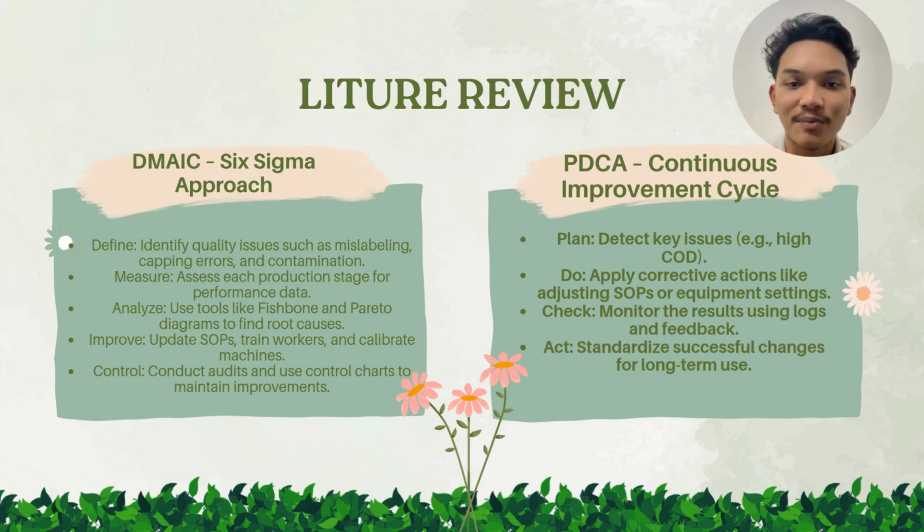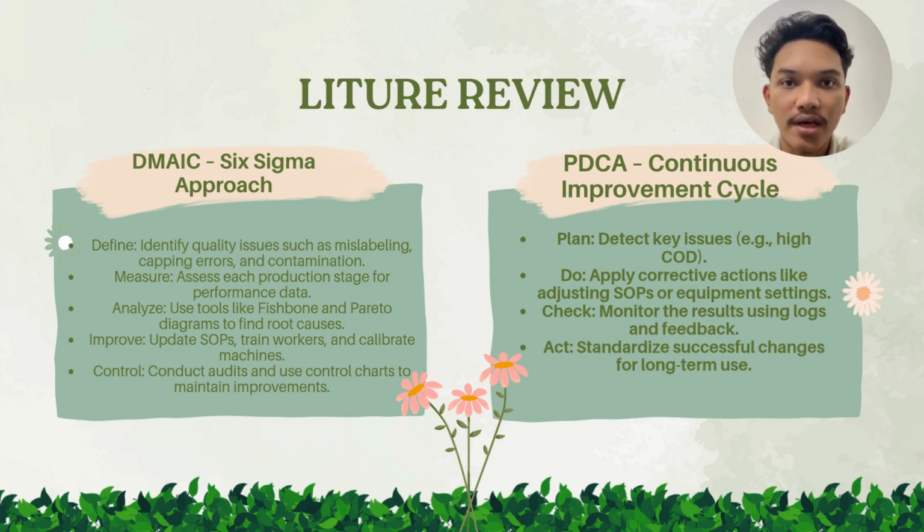Now I will explain our literature review, which is focused on two quality improvement approaches: first, DMAIC from Six Sigma, and the PDCA cycle. On the left side, we have the DMAIC approach, which includes five main steps. First, define. This is where we identify quality issues such as bottle capping errors or product contamination.